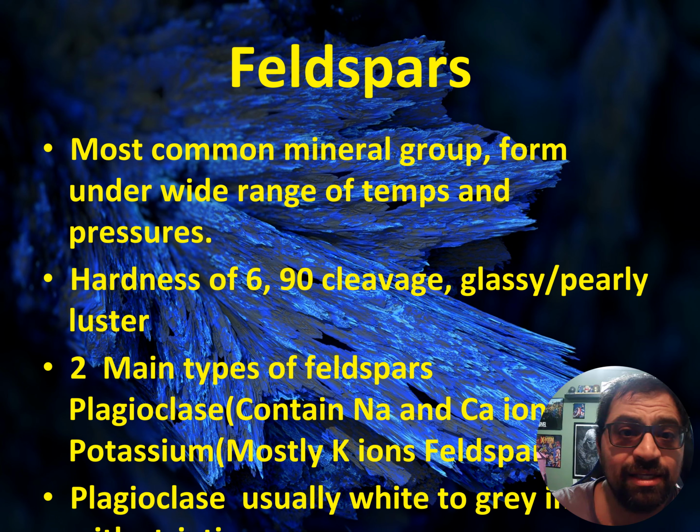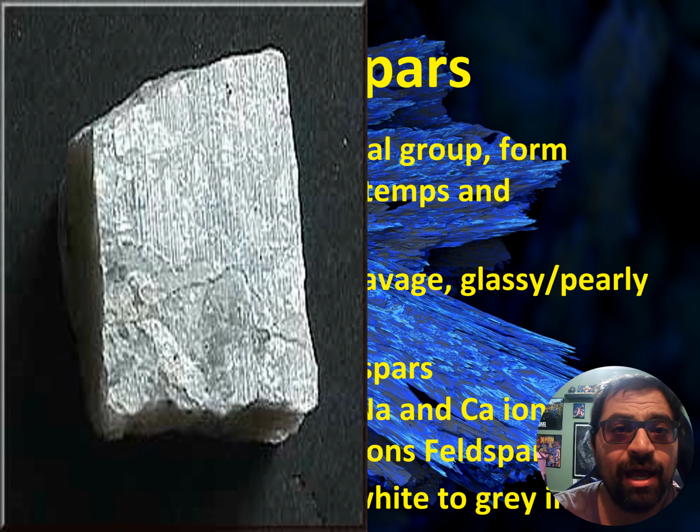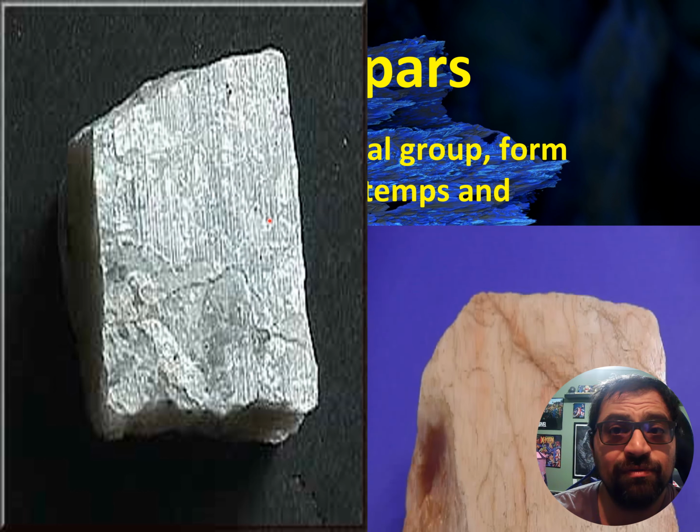Okay, and that's going to lead to them having different colors. Plagioclases are usually white to gray, and potassium feldspars, orthoclase feldspars, tend to be pinkish to orangish in color. So right here you have an example of a plagioclase feldspar. Okay, you can see the striations. That's a key indicator, these lines that you can see on the screen. Okay, these sharp lines right here, these striations, would be an indicator that you're looking at a plagioclase feldspar.